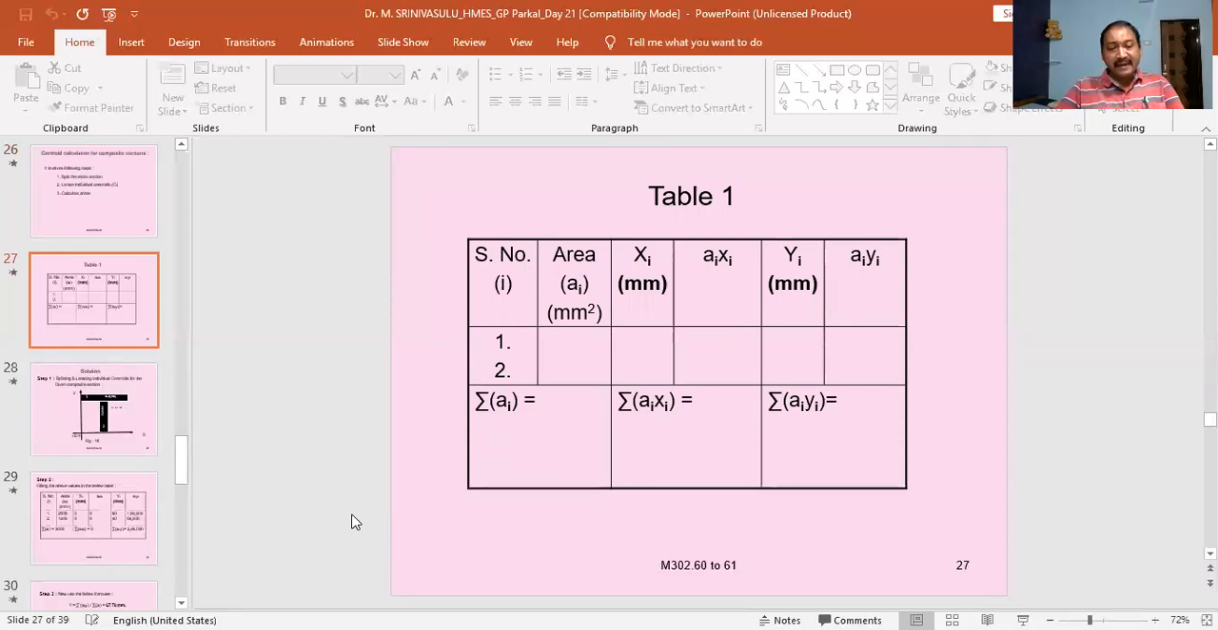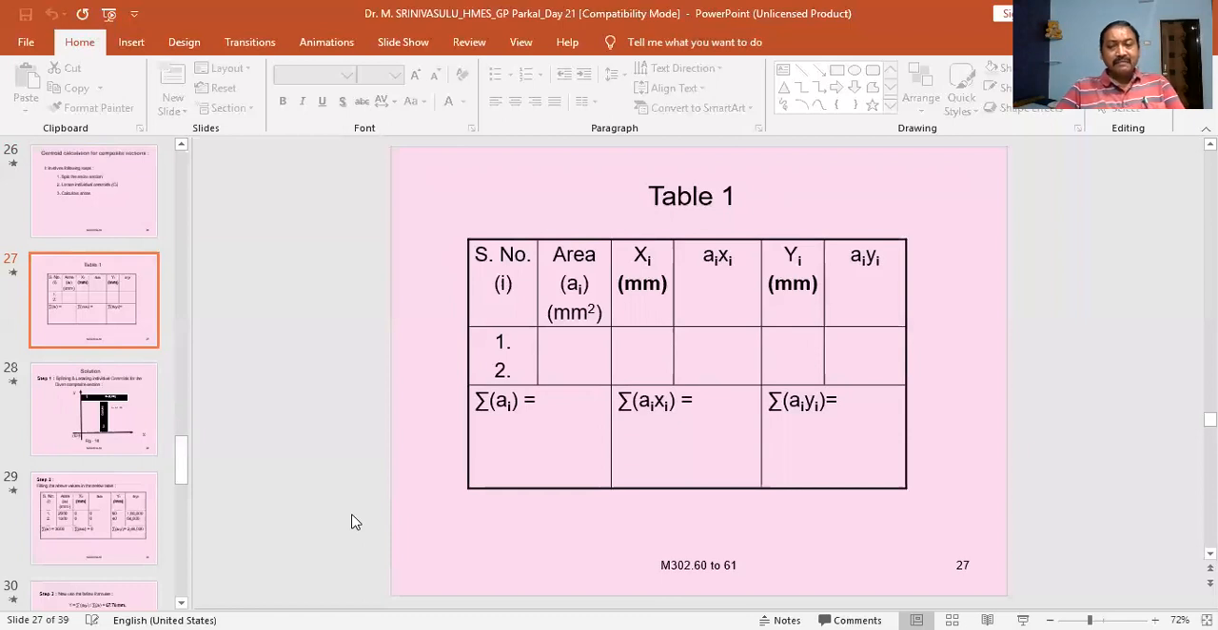This table is very important, and by using it we can find the coordinates of the centroid, that is the x bar and y bar values, in a very simple manner. So we should make a table having 6 columns, and as many rows as the number of standard areas.